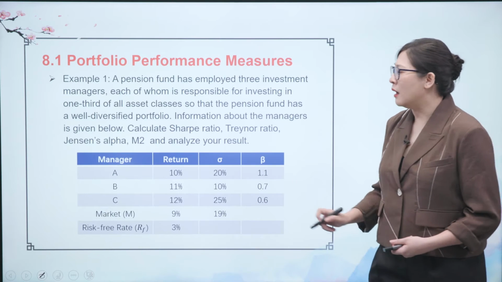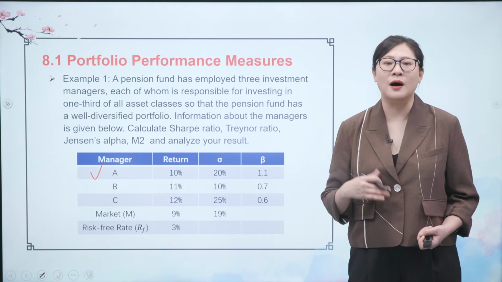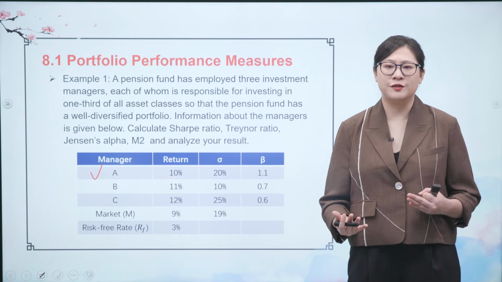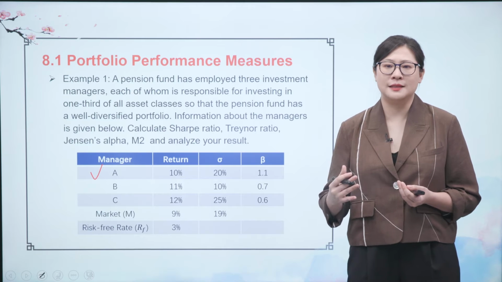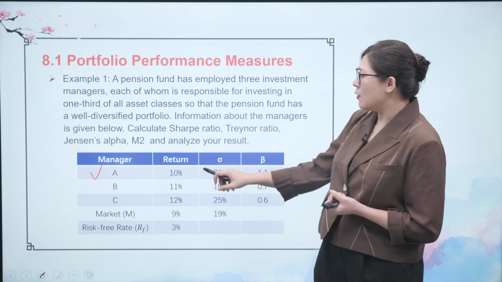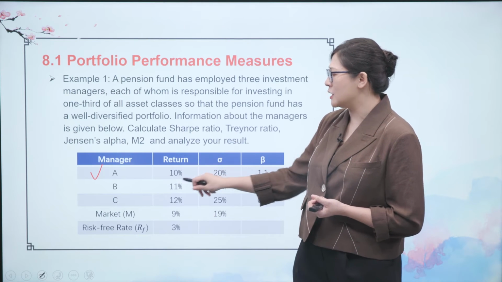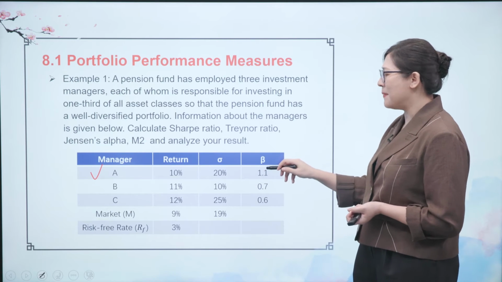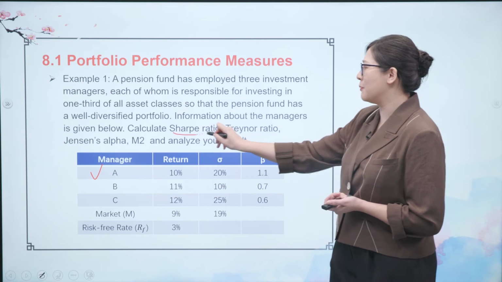Let's have a look. We use manager A as an example to show you how to calculate the different measures, and then you can go back home after the class and calculate managers B and C by yourself, and compare your results. Let's look at manager A. The return is 10%, and the total risk is 20%. Beta is 1.1. So the first one, how can we calculate the Sharpe ratio?